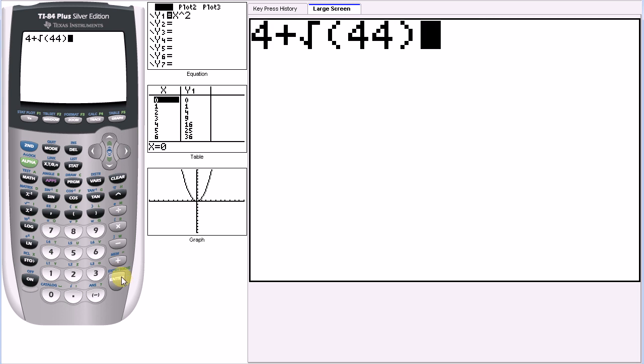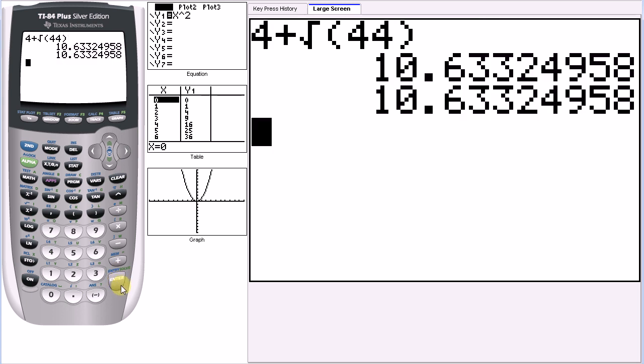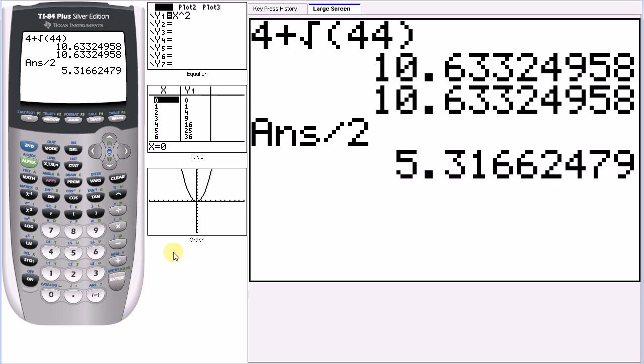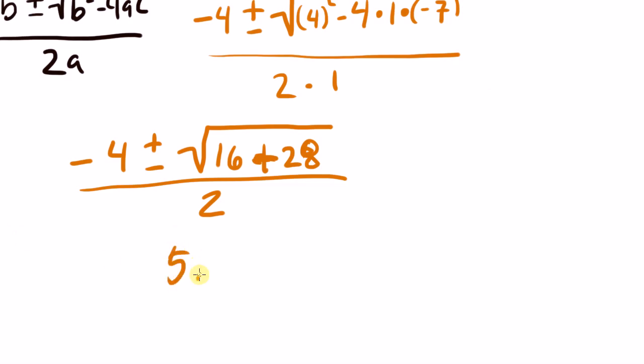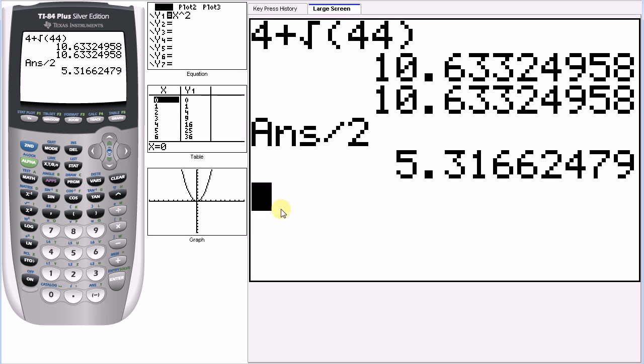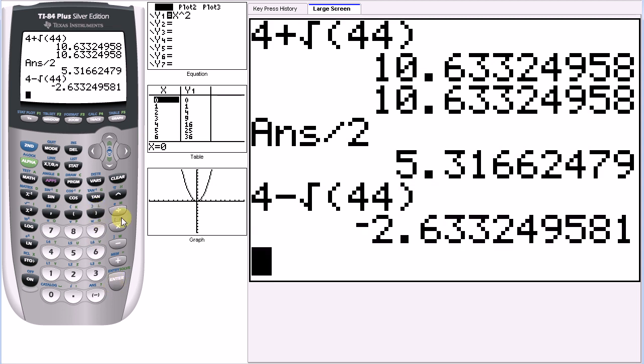Take that number and divide it by 2. So 5.32. And our other number is going to be 4 minus the square root of 44. And take that and divide that by 2. We get negative 1.32.